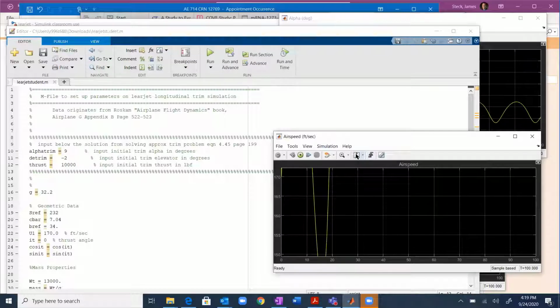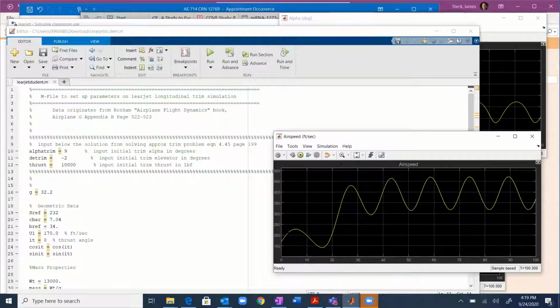And in fact, that's what happens. You can see we started out here, and there's some oscillation because it's not perfectly trimmed. That's the phugoid mode. You can see the airspeed increases because we cranked up the thrust.